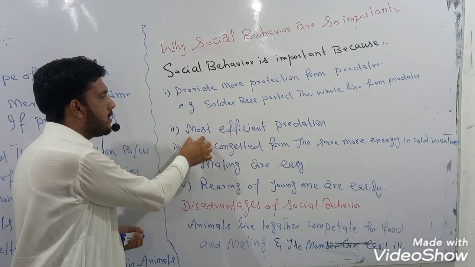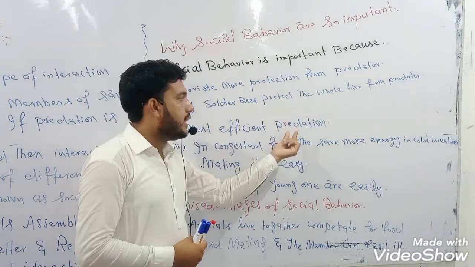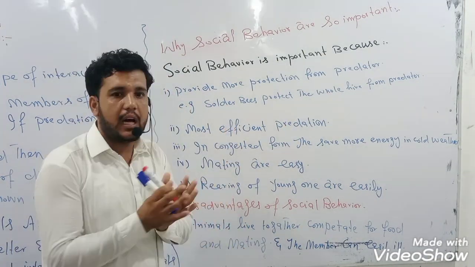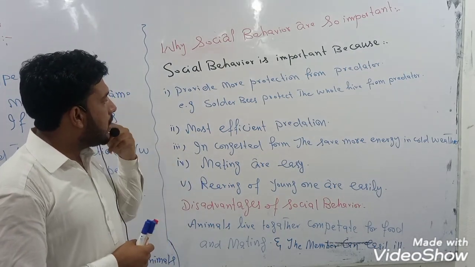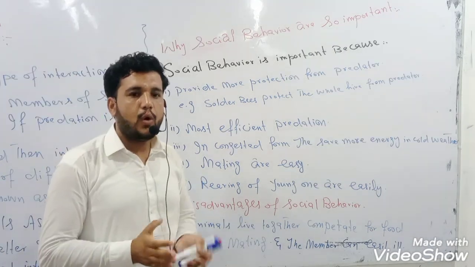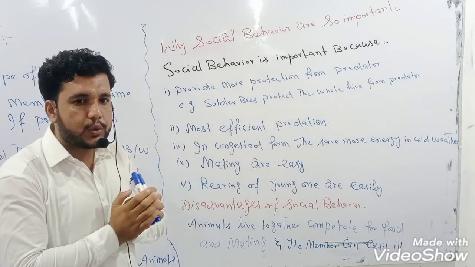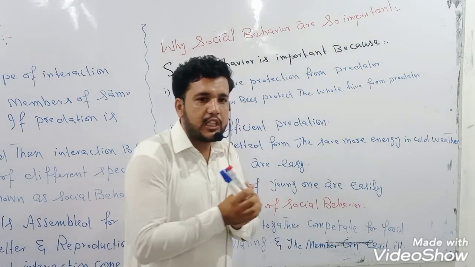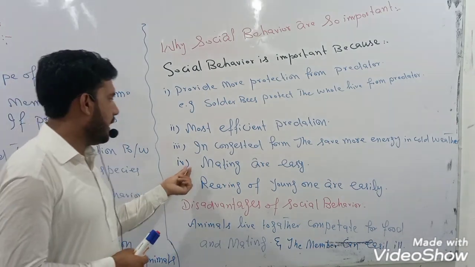The second importance is more efficient predation. They can easily get their food and easily target their prey because they are combined. The third importance is that in congested form, they save more energy in cold weather. During winter, they stay in congested form, close to one another. Due to body touch, they can easily keep warm and protect themselves from the effect of the cold weather.